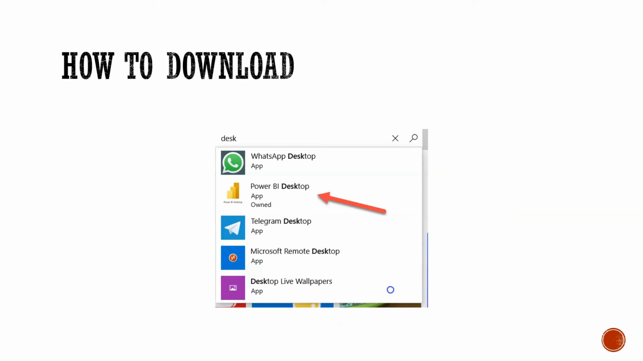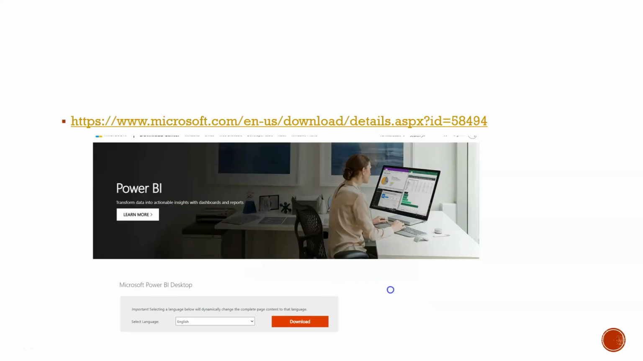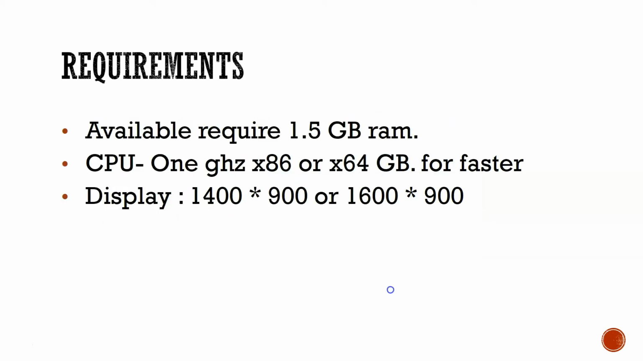So how to download Power BI Desktop? There are two ways. One is the Microsoft Store. You have to go there, search for Power BI Desktop and download it from there. Second is a download link. I will share this download link in the description of this video, and I download it from this link in the second section of this video.